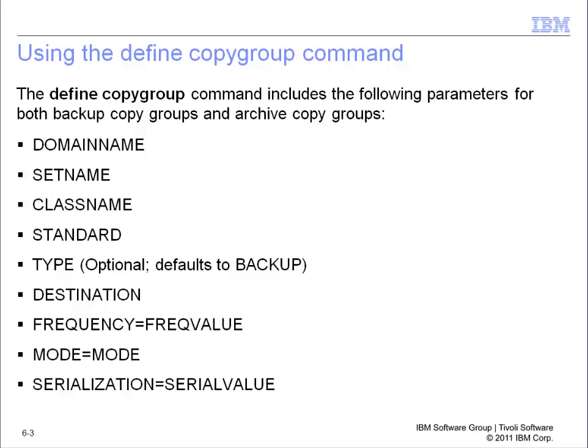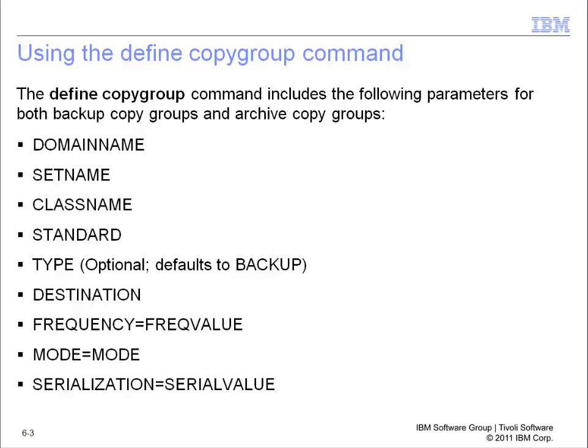Frequency, which would be followed by a value, is an optional parameter. It's the minimum interval in days between successive backups. Again, this is optional. Another optional parameter is mode. This is whether or not a file is backed up based on changes made to the file. By default, the value is modified. Modified means you will do an incremental backup when the file has changed, when it has been modified. The other option is absolute. This means you will always be doing a backup whether or not it was modified.